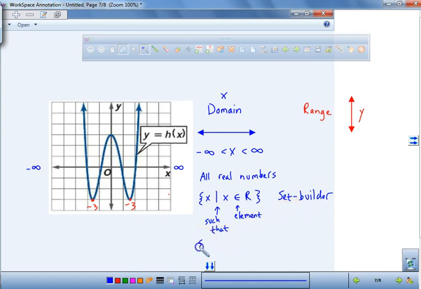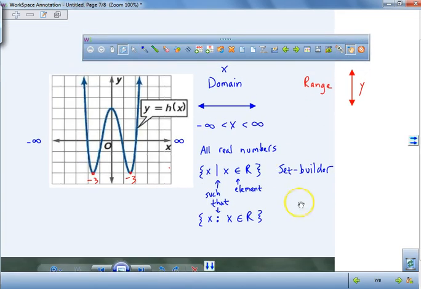Another way you could write it in set builder, it's not very common that you see it this way, but sometimes that vertical line is replaced with a colon, and it means the exact same thing. So sometimes it looks like this, sometimes it looks like this, but these mean the same thing. All right, it's just a different notation. So right here, these mean the set of all x values such that x is an element of the real number system, or any number in the real number system, and this means the same thing. So that's set builder notation.